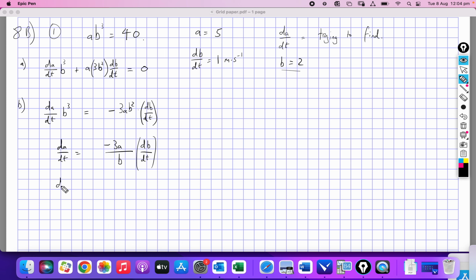At the instant, you could even write something like this. At the instant when the a is a 5 and the b is a 2, then the derivative will have to equal minus 3 times 5 divided by 2, and they made this question easy by making the rate of change of b just 1. And so we'll end up with 15 on 2. Actually the same answer as the last question. We were dealing in meters per second again.